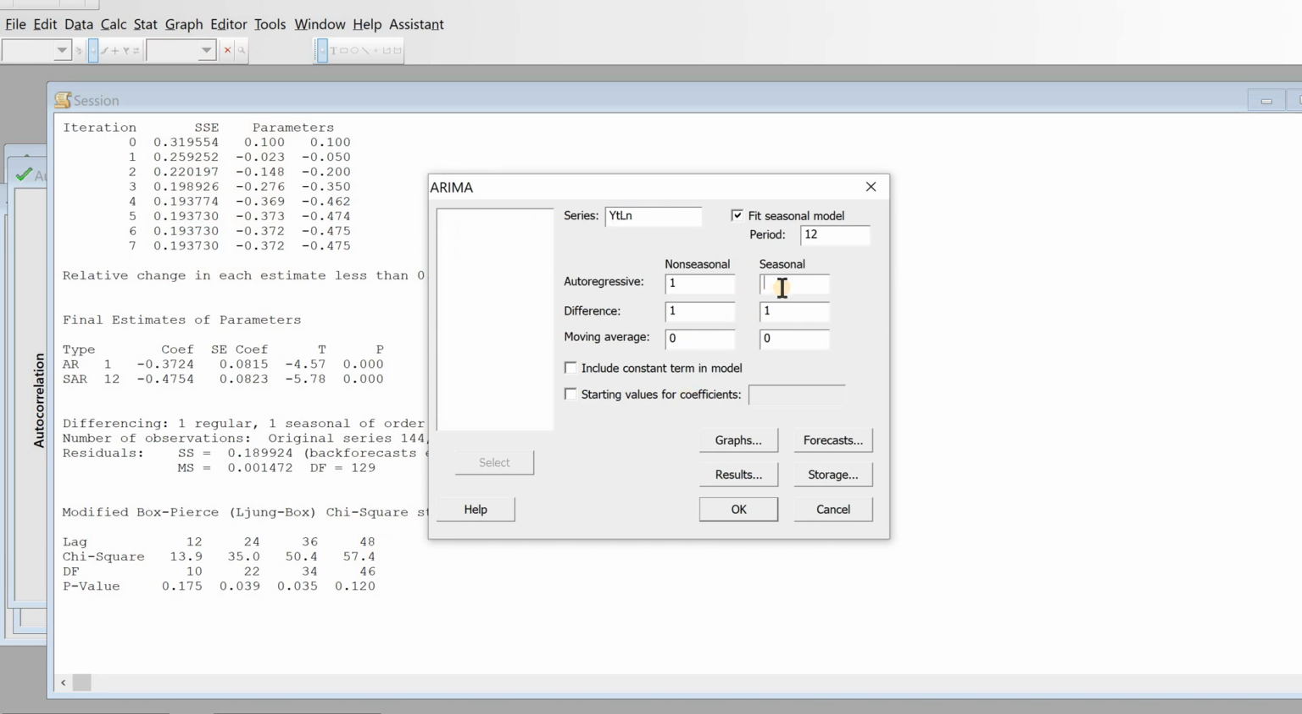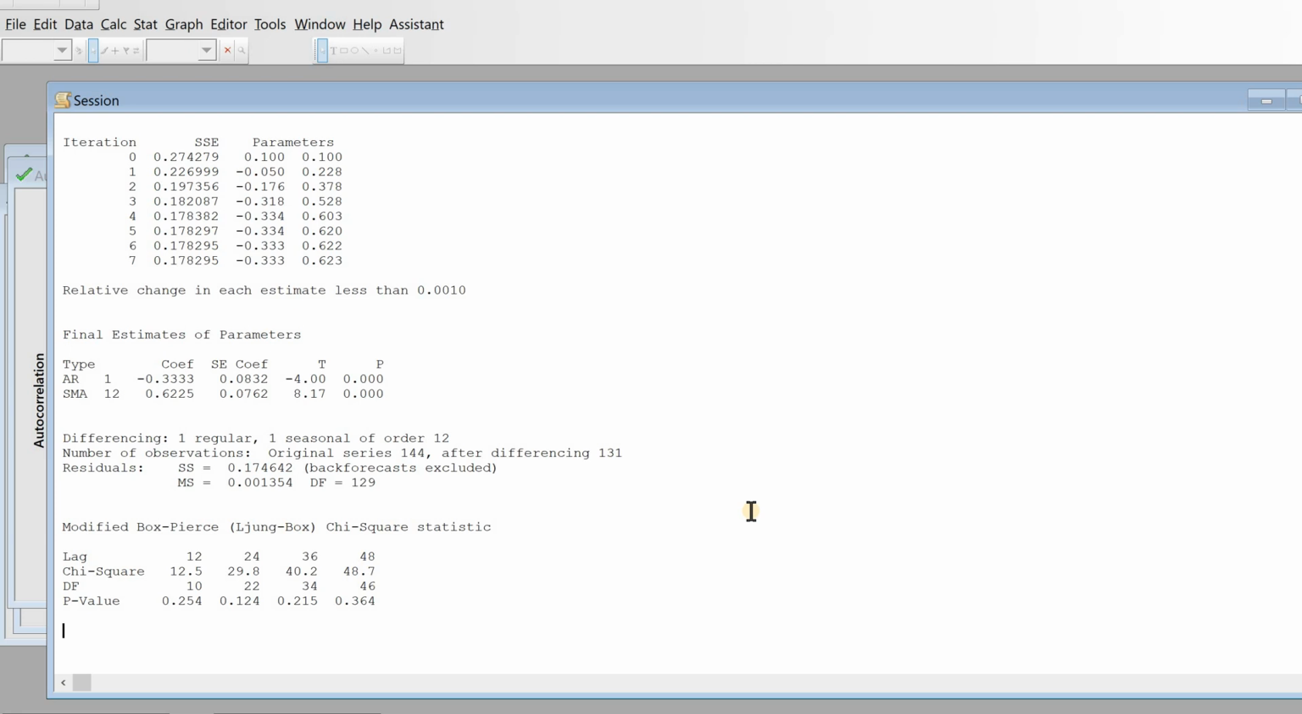The seasonal part is similar, so just edit the seasonal. So 0, 1, 1. Okay, so the two parameters are also significant, and all the Ljung-Box values are not significant. So it seems like this is the best model if we consider the residual check.